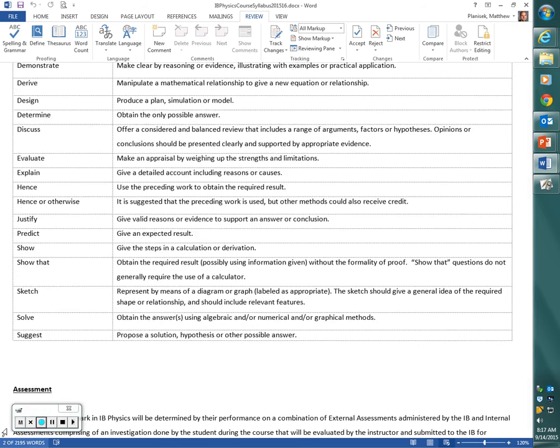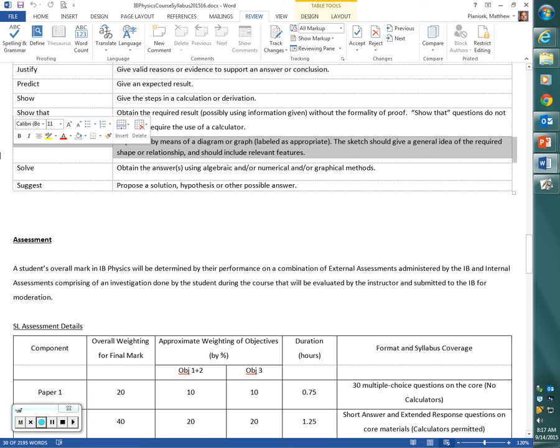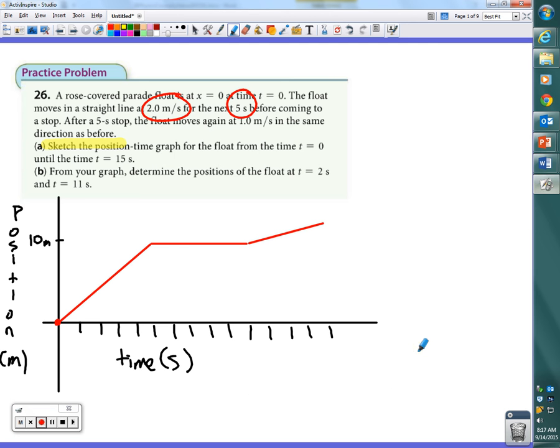One of the things that it says is to sketch, right? So for sketch, it says represent by means of a diagram or graph labeled as appropriate. The sketch should give a general idea of the required shape or relationship and should include any relevant features, right? So let's go back here. First, all of our graphs look something like this.